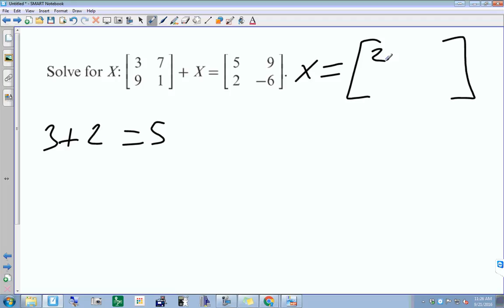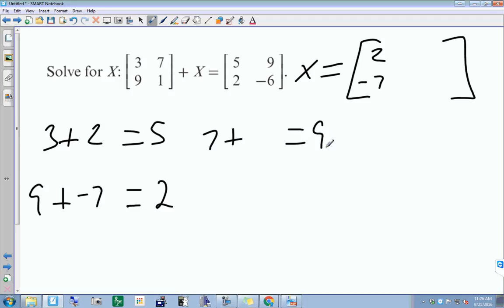Okay. Let's see. 9 plus something has to be equal to 2. That's got to be what? -7. Because you've got to subtract the 7. Here I've got 7 plus something has to be equal to 9. That's 2. And then here I've got 1 plus something equals -6. So that would end up being what? -5?